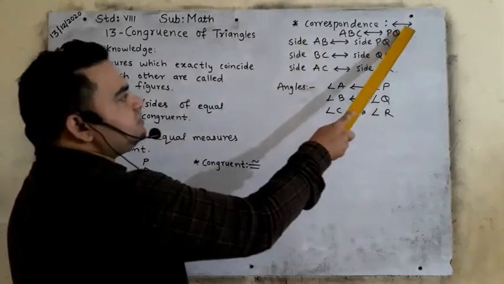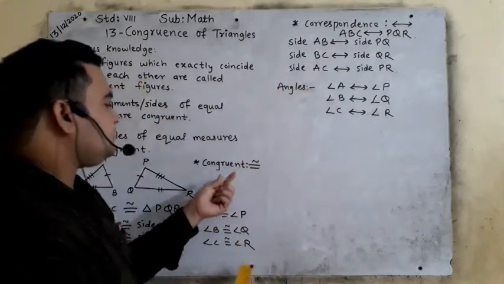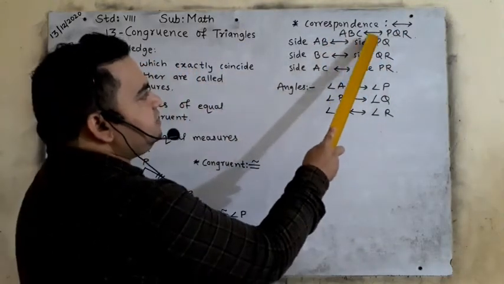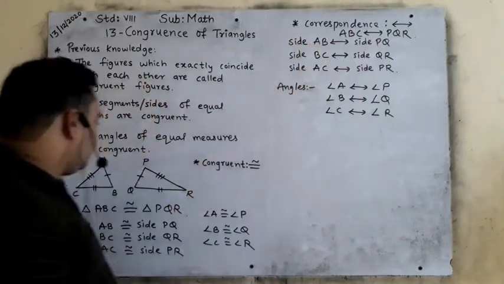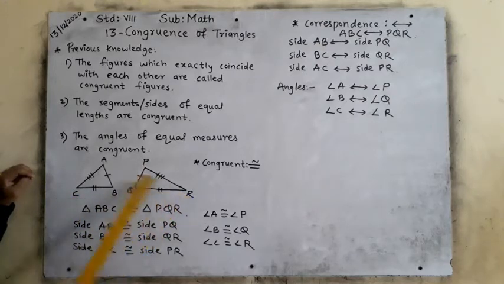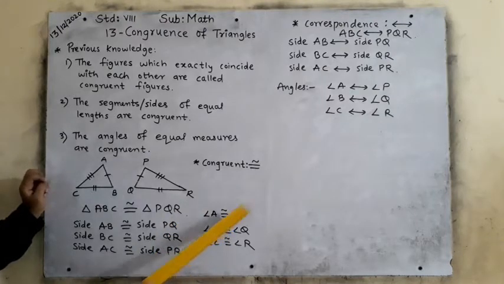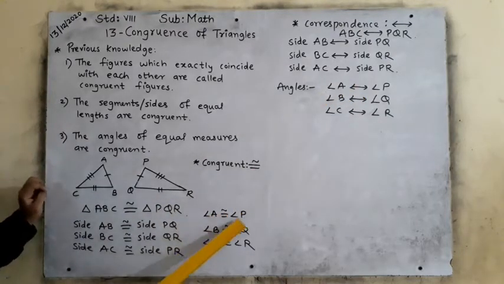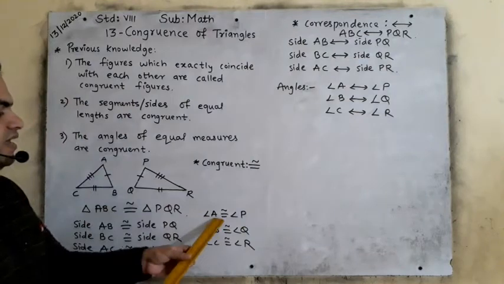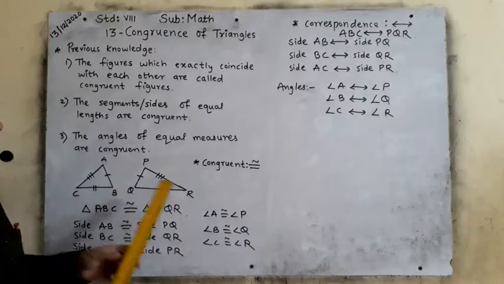Now see the correspondence. This is the symbol of correspondence. It looks like a small line with two-sided arrows. This is the congruent symbol and this is correspondence. Now see, ABC corresponds to PQR. Therefore we will write AB corresponds to side PQ, BC corresponds to side QR, AC corresponds to side PR, and then we will see the angles also. Here it is congruent and here it is correspondence. Angle A corresponds to angle P, we read it this way. This we read as angle A congruent to angle P. Now angle B corresponds to angle Q, angle C corresponds to angle R.